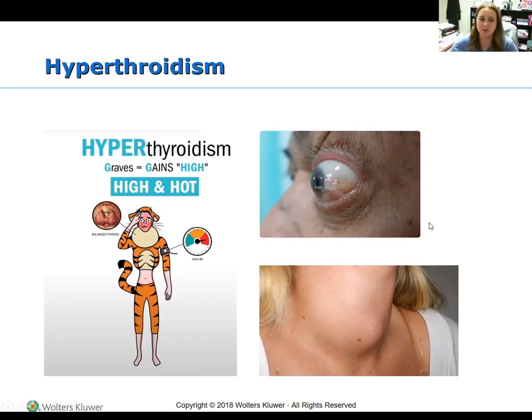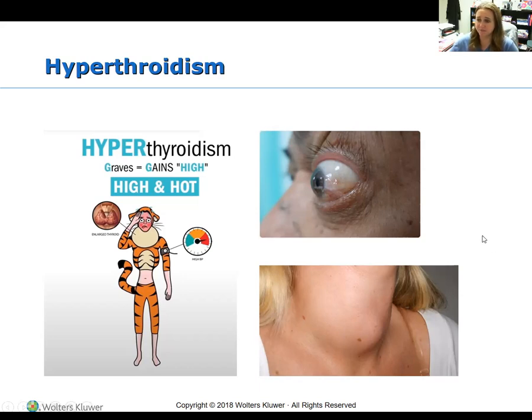So this is our little skinny tiger over here that kind of lets you know, this is really good visual for our visual learners out here. We've got our little skinny tiger right here. So that high metabolism is going to cause weight loss because they're burning just a ton of calories.